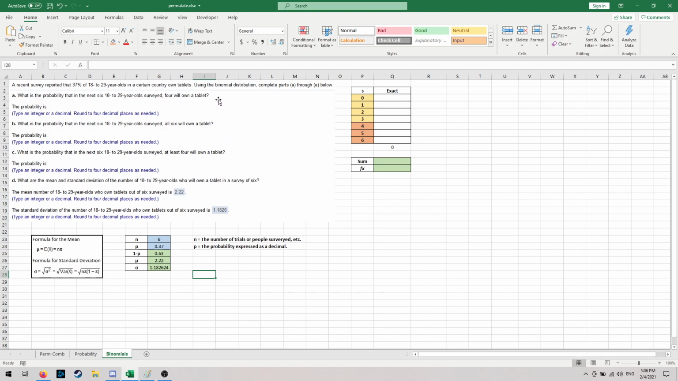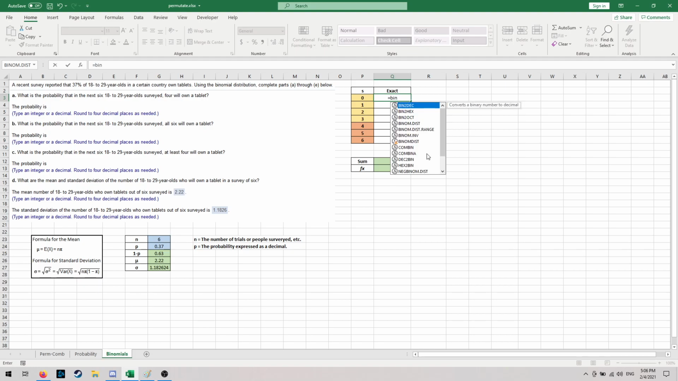Now we're going to tackle A, B, and C. These are the questions that rely on the binomial distribution. And to do that, we're going to fill out our chart up here. We're going to use the binomial distribution formula. So you're going to press equals, and you're going to start typing it out. You're going to see it right there, and you can auto-complete the formula by clicking on it twice.